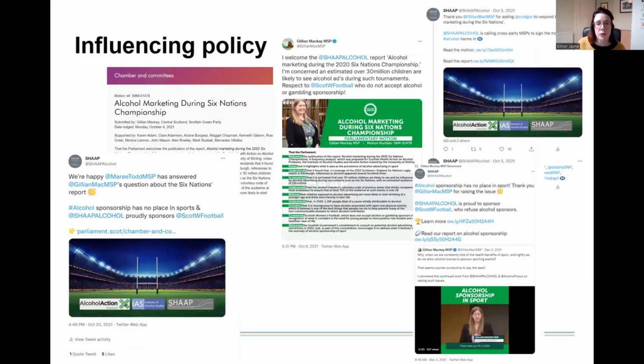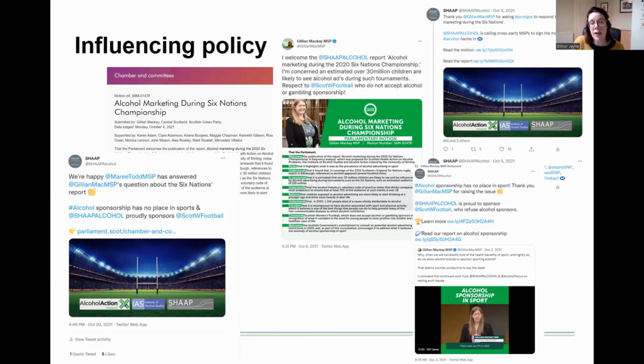And then these are some examples of the policy influencing work that we as SHAAP did in Scotland. So Alcohol Action Ireland did their own work in Ireland, and the IAS did their own work in England as well. But we used it as a way to gain insight into the level of interest or support in looking at regulating marketing and sponsorship around alcohol within sports. We were lucky that we've got a Green MSP, and the Greens are obviously in a coalition with the SNP and government in Scotland, which again is really useful.